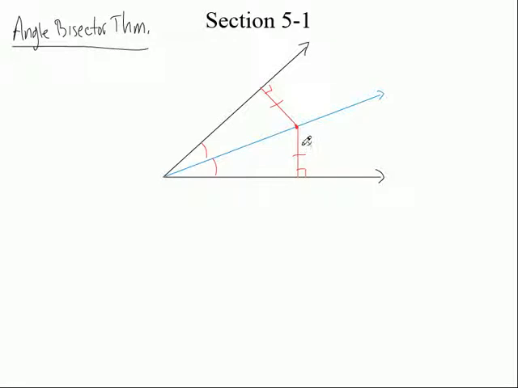So when I say it's equidistant, what distance am I talking about? I'm talking about that perpendicular distance. I'm not talking about from this point to here, from this point to here. I'm talking about the perpendicular distance from this point to the other side. Everybody got that? Okay. Now that's the angle bisector theorem.